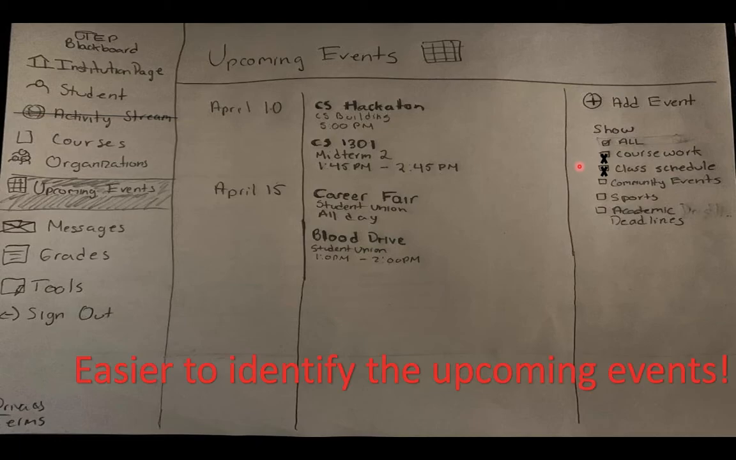So this would make the identification of upcoming events a lot easier. It would allow more interaction between the user and the system, and allow the user to use it as their own personal scheduling system, and they can include their own events, and we think that would be extremely beneficial.